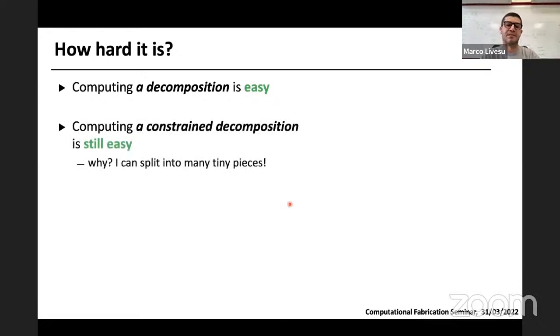If you want to compute something that is a constrained decomposition, so if you have some requirement on the size or the geometry of the part that you are going to create, this is a little bit more complex, but still relatively easy. The reason why it's easy is because you can play with 2 degrees of freedom that are unbounded: the number of pieces that you're going to create and the size of the pieces. In particular, if you don't care about the number and the size of the pieces, you can always detach tiny little pieces from your object, and therefore computing a constrained decomposition doesn't become too complex.